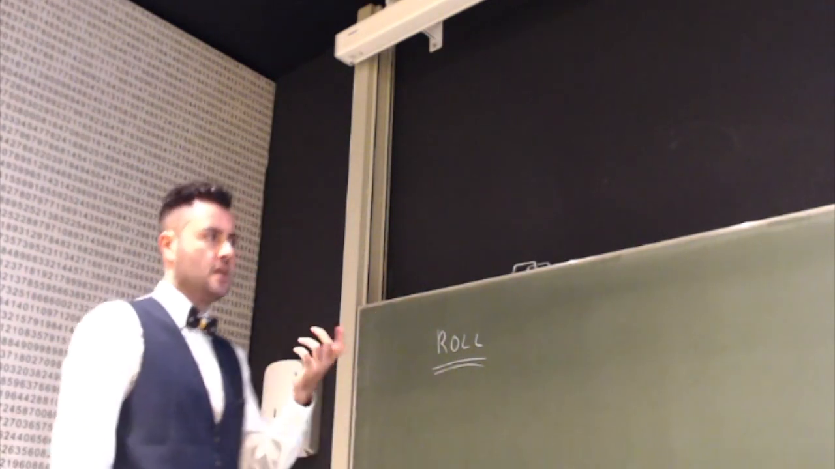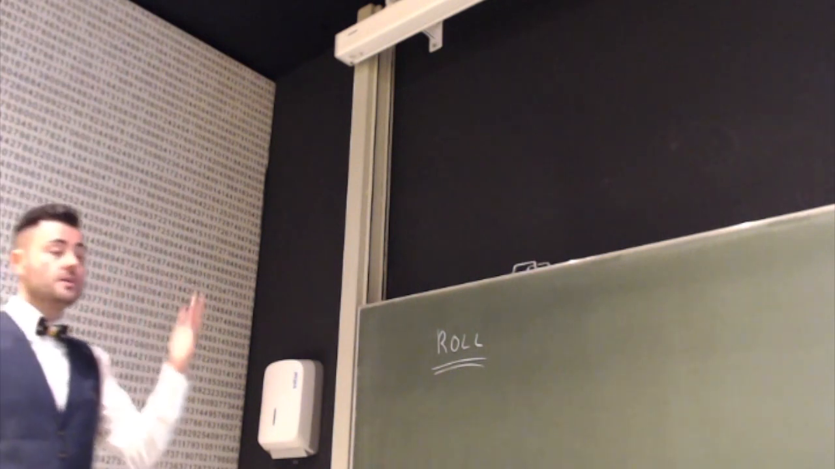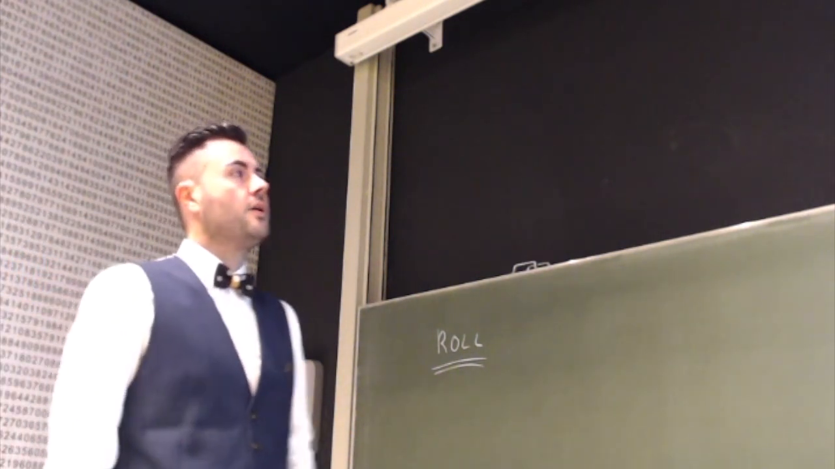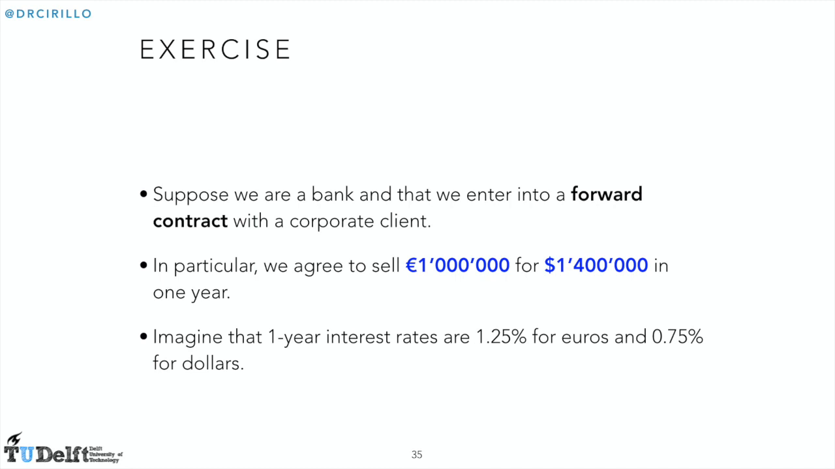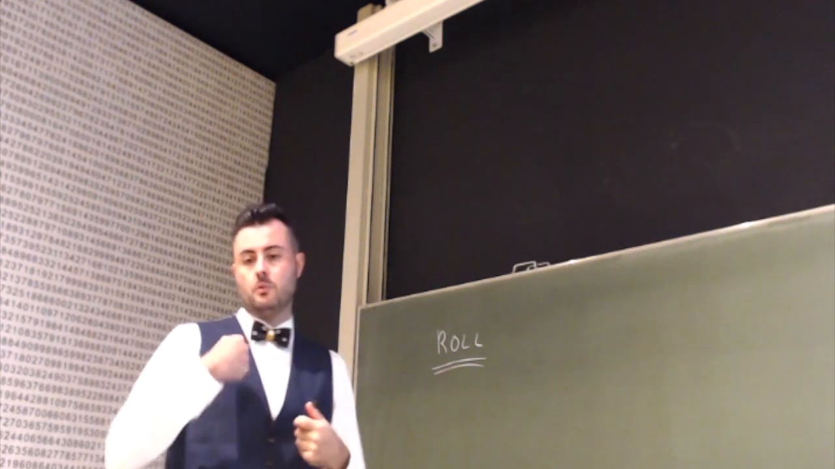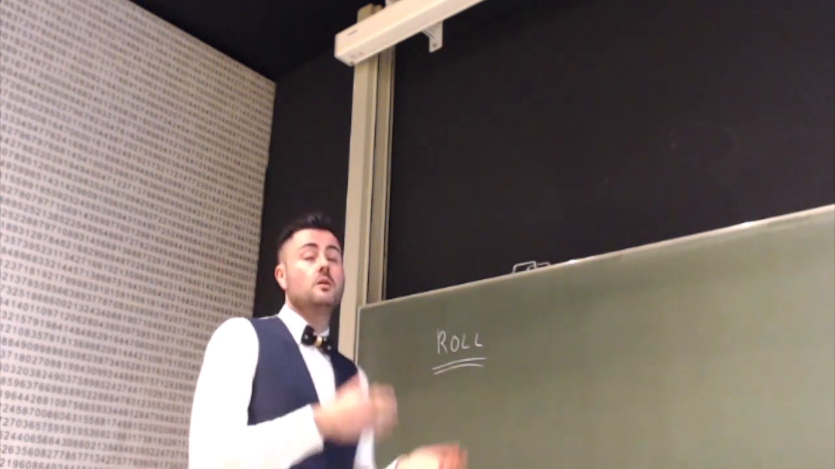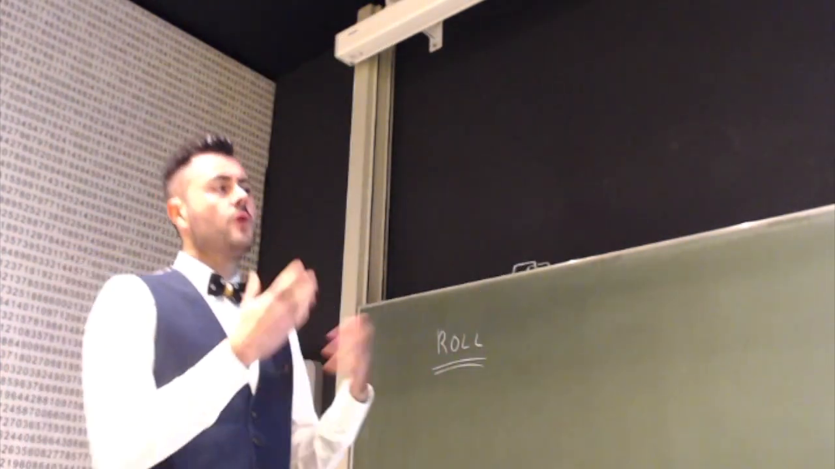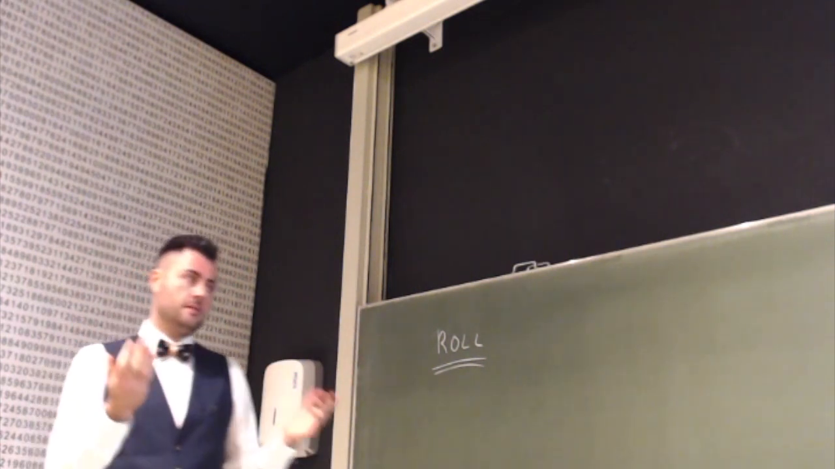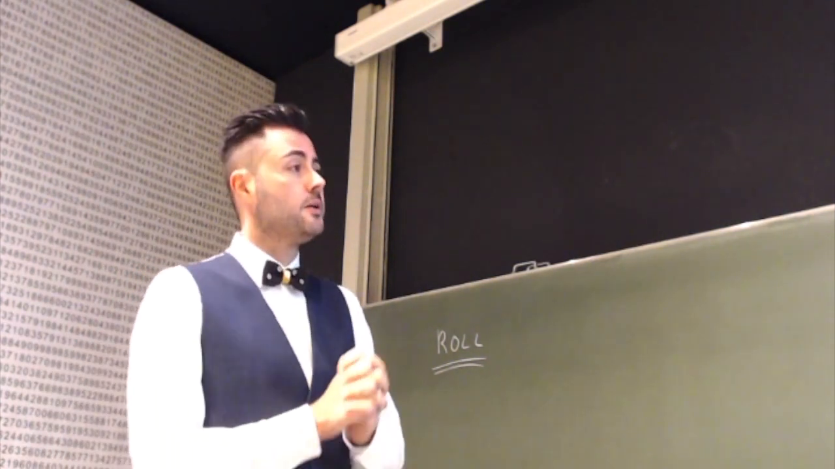Let's see with some numbers why this is the case. Now, imagine that we are a bank and there is a corporate client coming to us and proposing a given forward contract, which is the following. We agree to exchange, so to sell 1 million euros 1 year from now, and we will receive $1,400,000.